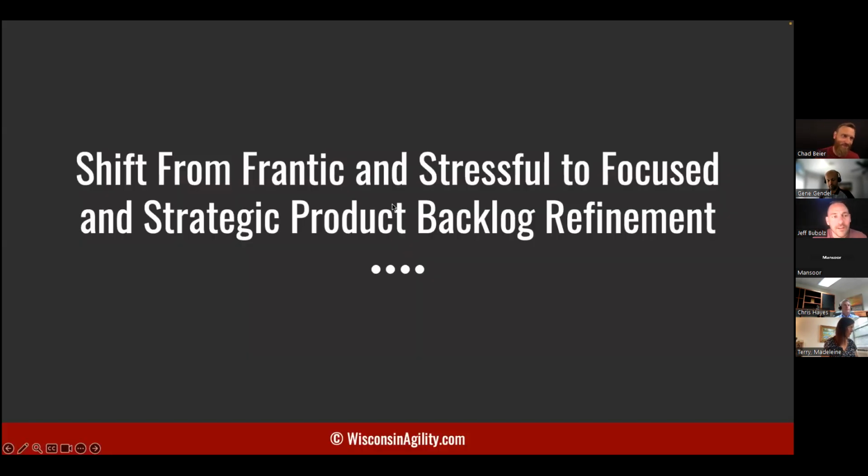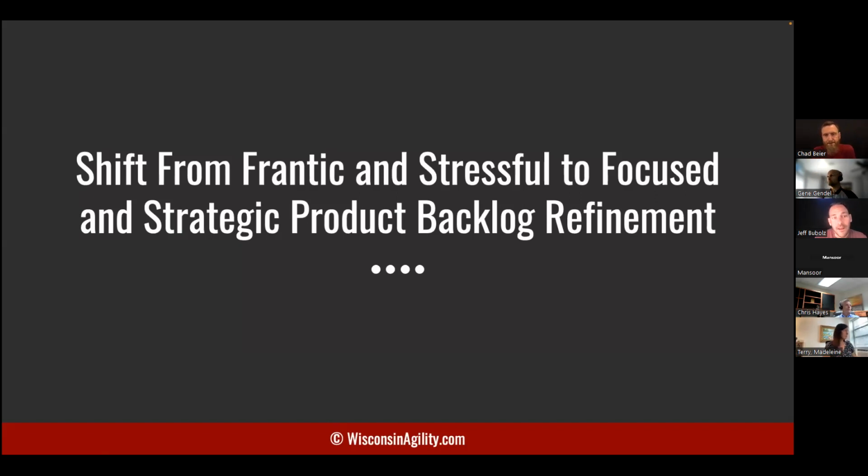So our talk is shifting from frantic and stressful to focused and strategic product backlog refinement. I know this is a large-scale Scrum meetup, but what we're going to talk about today works in single team Scrum. It works in multiple team Scrum. We've used these techniques in lots of different scenarios, lots of different product areas.